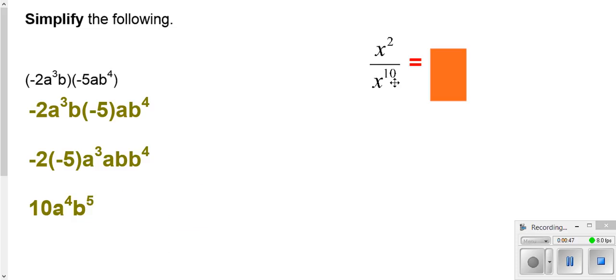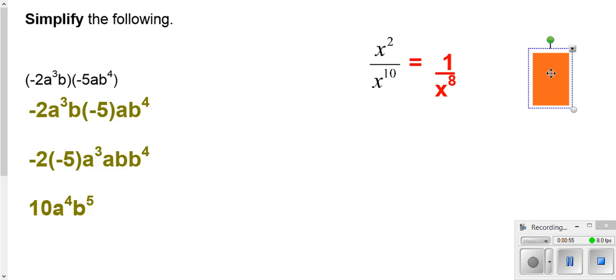Here you could go ahead and subtract your exponents, but an easier way is to say, well, which one has more x's, the top or the bottom? Well, the bottom has 8 more, so it's x to the 8th in the bottom, which means we need to have a 1 on top as a placeholder.